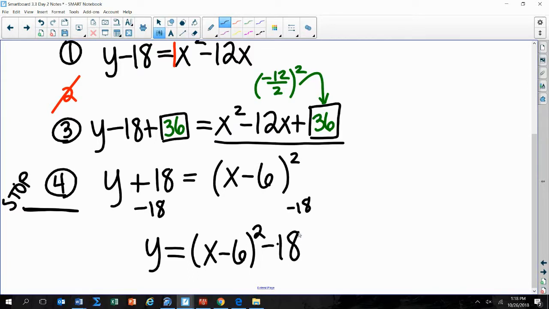Oh, look at that. Where's my vertex? We have a shift right 6, down 18. 6, negative 18. That's my vertex. Pretty cool, huh? It's not even as hard as a full completing the square problem because you don't have to solve for x. You get to step 4 and you stop and you just move the constant back over. Okay? Not too bad.